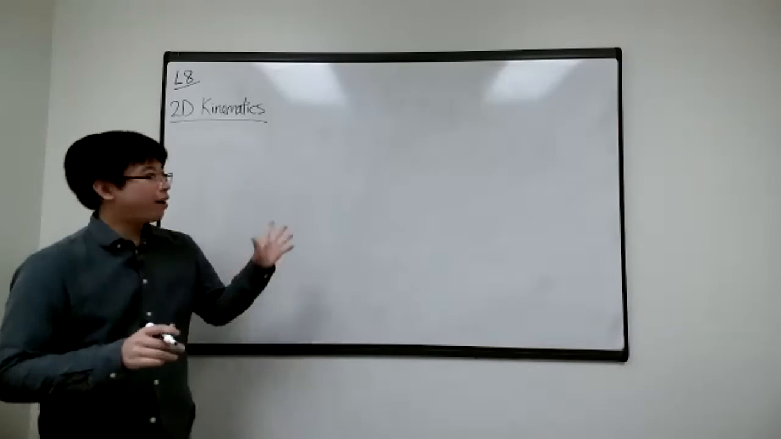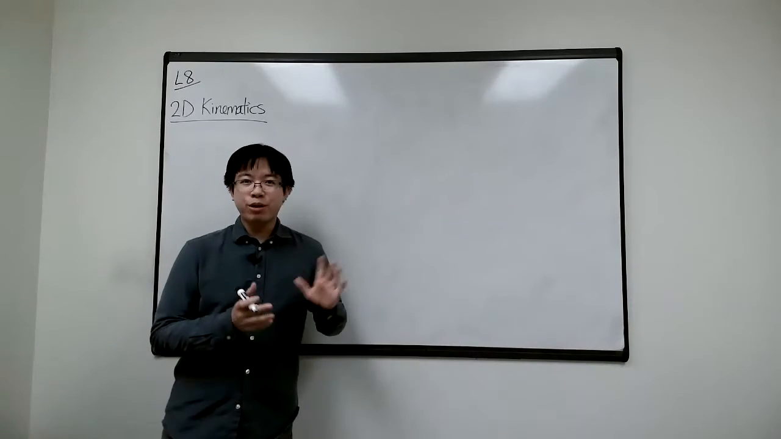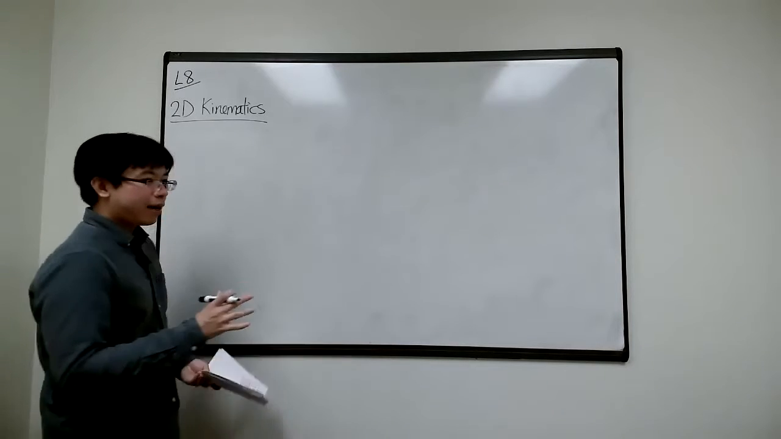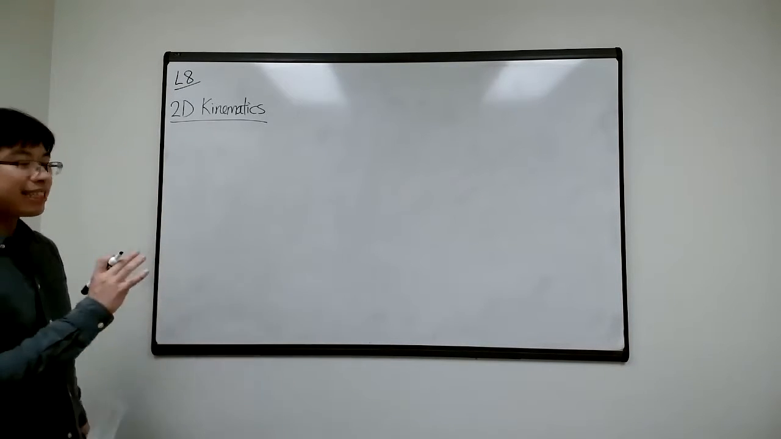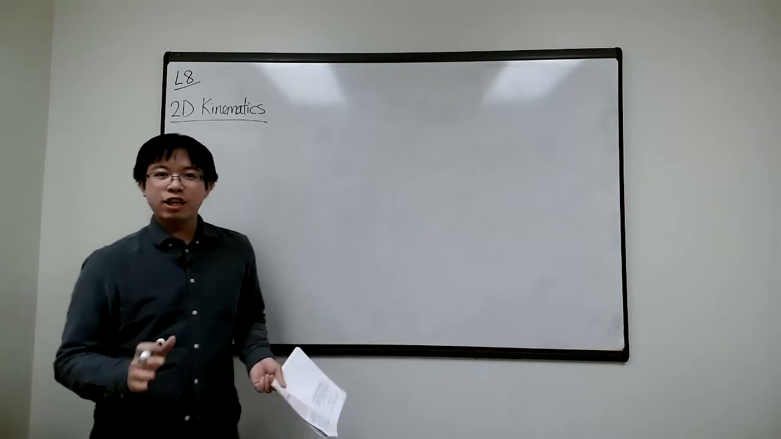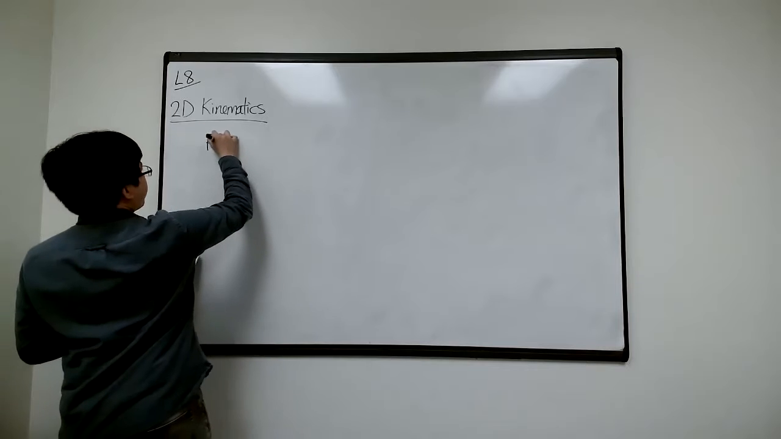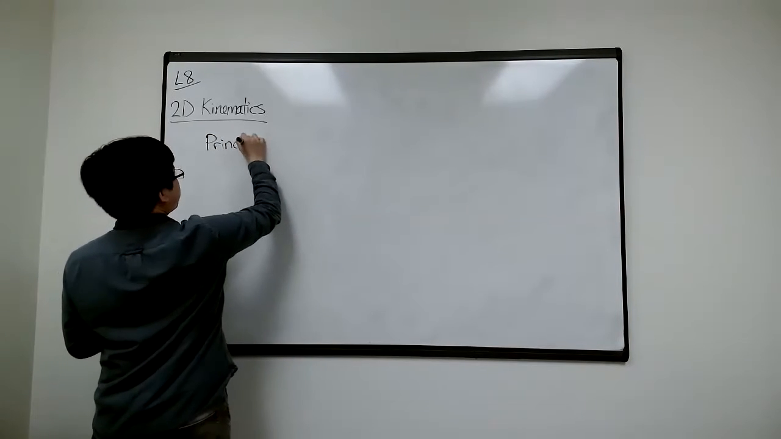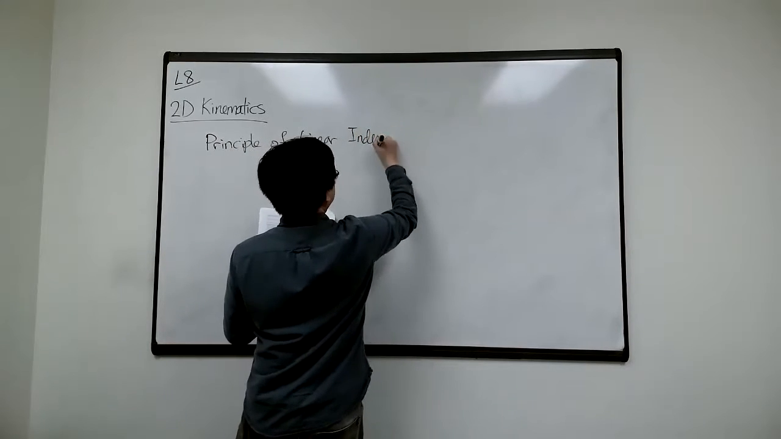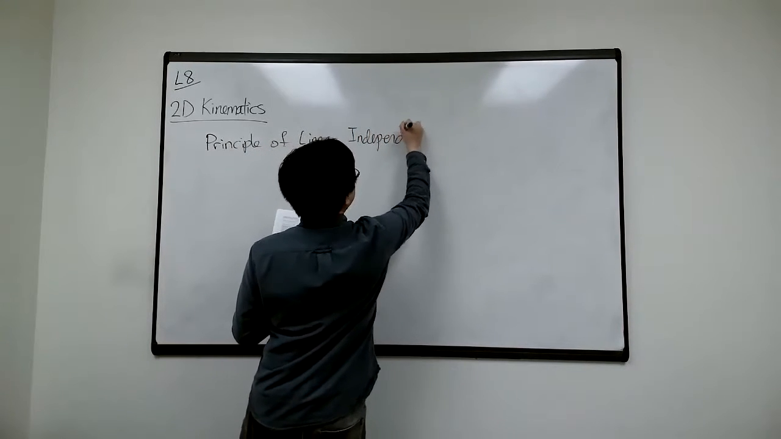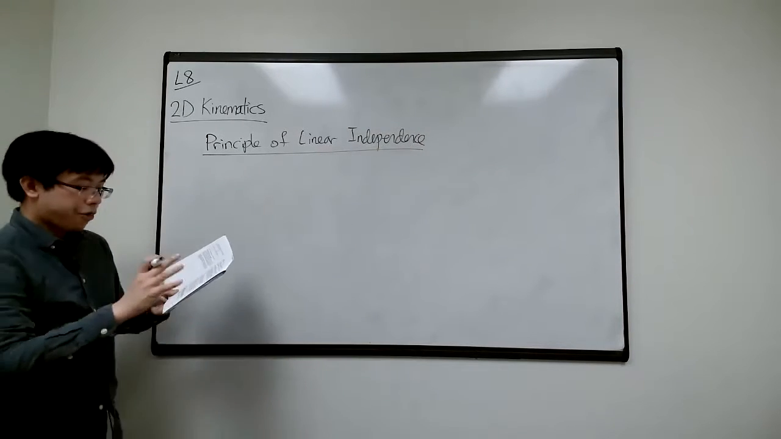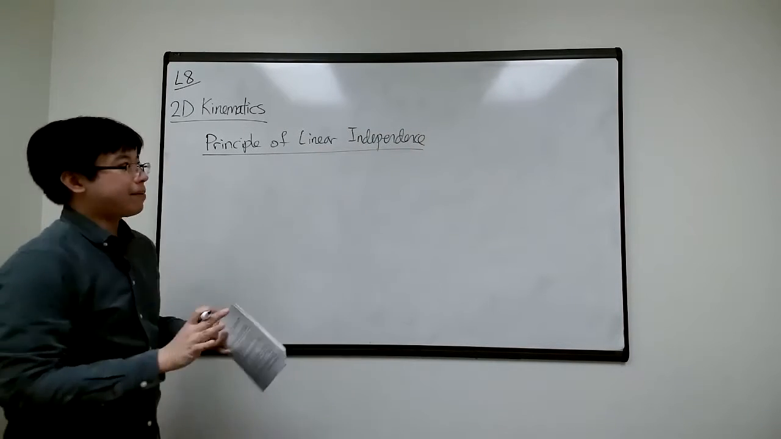Let's actually make what we just discussed in that qualitative example formal and write it down as a principle. All the talking that we just did is called the principle of linear independence. What it means is the X and Y motion are independent of each other. So let's formally put this down. It's called the principle of linear independence. What that means is motion in orthogonal or perpendicular directions are linearly independent of each other.